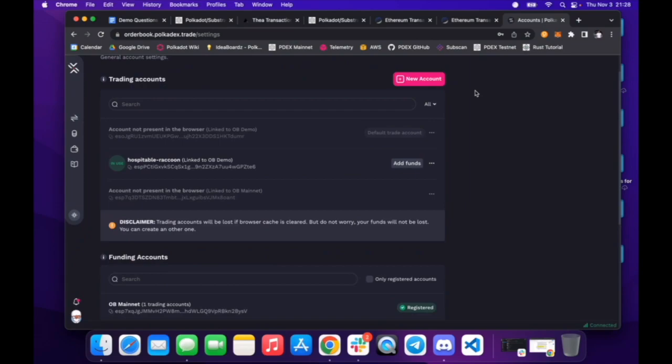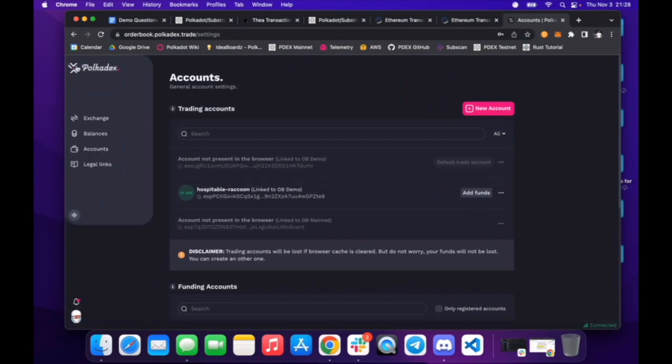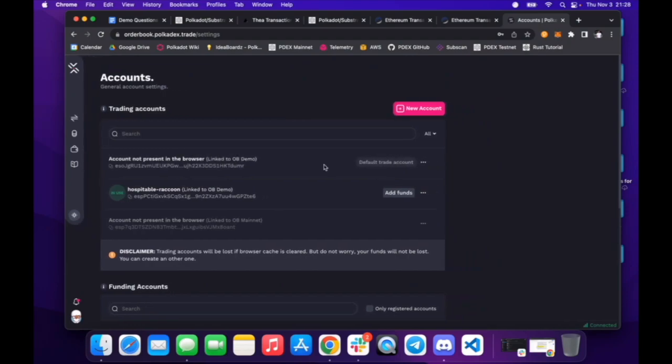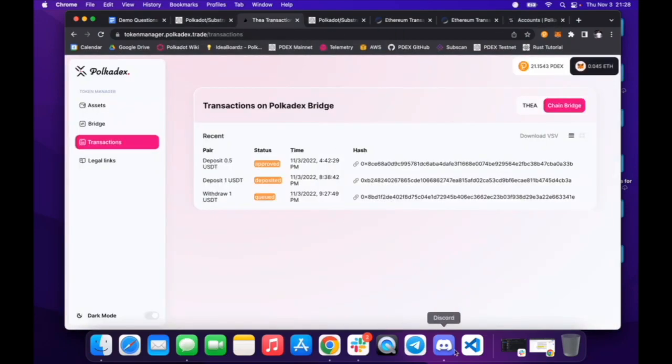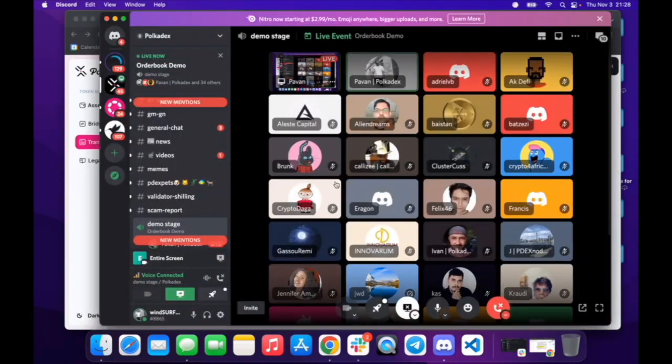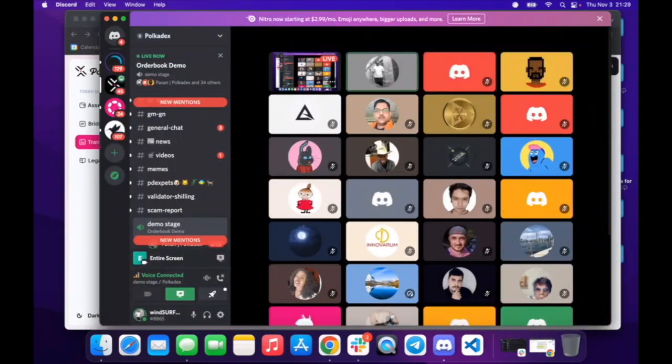The first step is you go to your token manager, you deposit funds from the Ethereum chain to your Polkadex chain, and then you go to your order book, set up an account, register your funding account, create a trading account, deposit funds to that account and trade. And when you want to move them out of the Polkadex network to the Ethereum network, you can do so again by using the token manager. So yeah, that pretty much concludes the whole process, and I hope I covered the questions that you guys had.